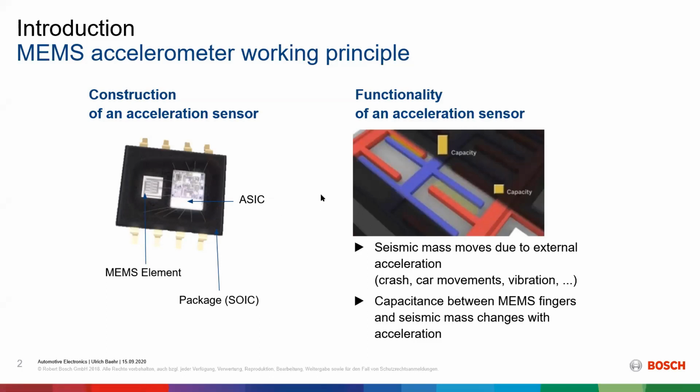The functionality of the acceleration sensor is, of course, within the MEMS element. We have a seismic mass that is connected with a spring to the rest of the MEMS, and it's moving due to external acceleration, can be vibration or car movements or something like this. And it has some capacity fingers that are connected to this seismic mass, and these capacity fingers are moving, of course, and so the distance between these fixed electrode fingers and these fingers is changing, and the capacity is changing as well, and this we can detect.